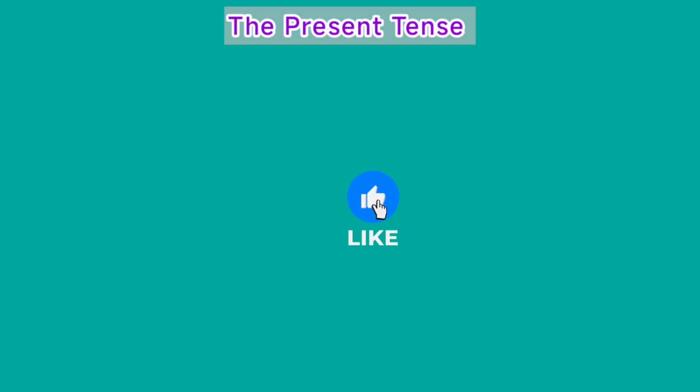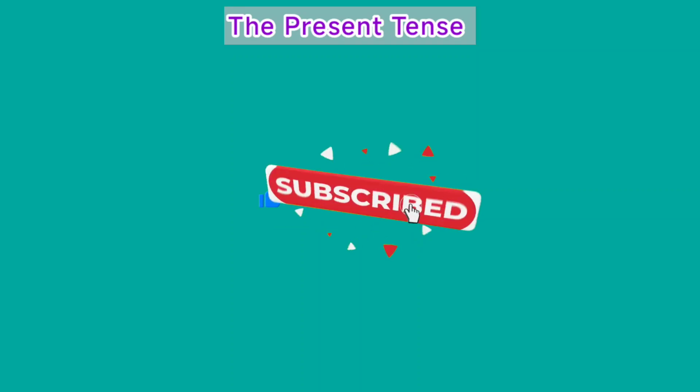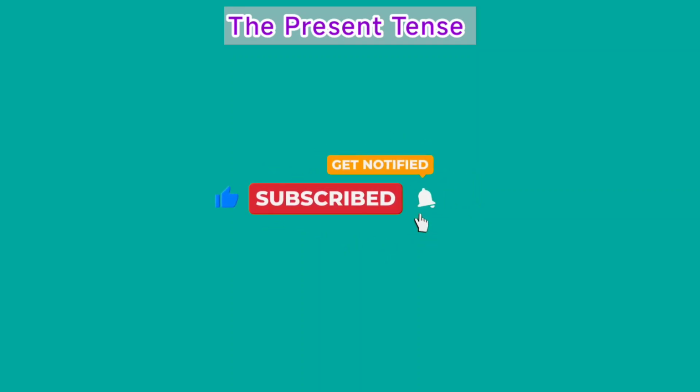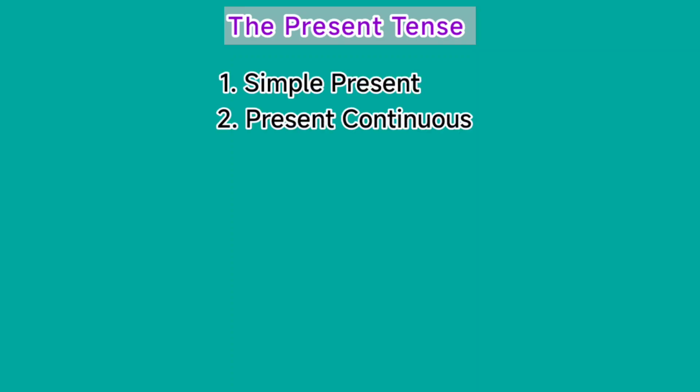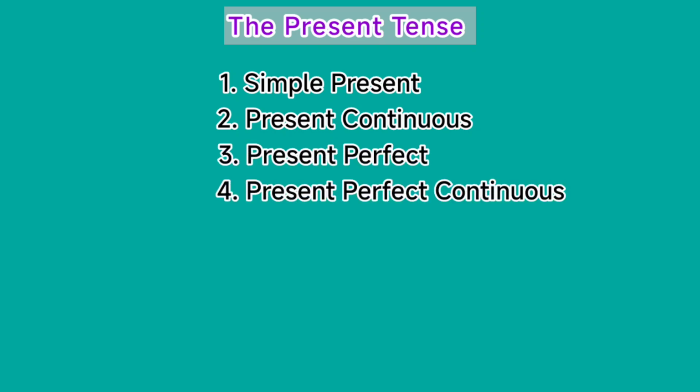As I told you in the last video, I am going to explain the present tense in this video. If you haven't watched the previous video, I will provide the link in the description. Please do watch it. Coming to the point, present tense has 4 divisions: simple present, present continuous, present perfect, and present perfect continuous tense. Let us proceed with simple present.